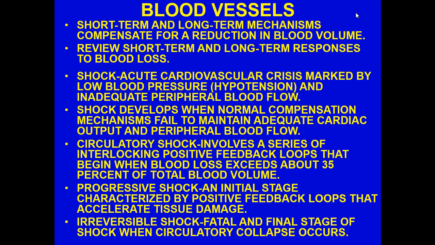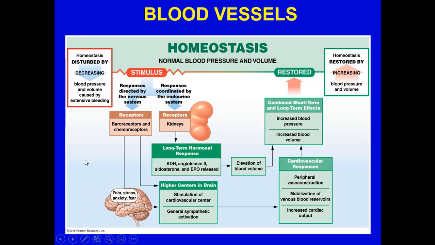Progressive shock is an initial stage characterized by positive feedback loops that accelerate the tissue damage. Then we also have irreversible shock. This is fatal, the final stage of shock, when circulatory collapse occurs. Let's see what I mean here.